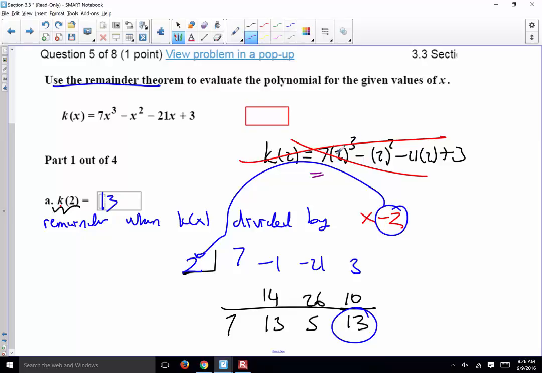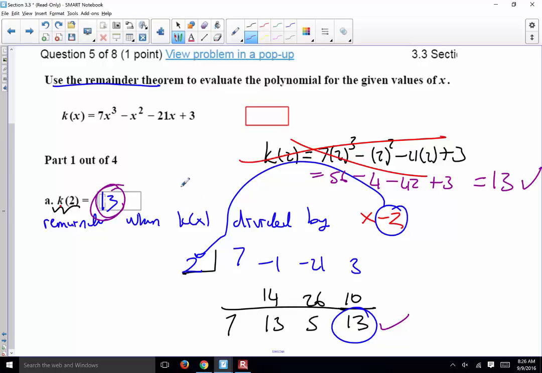2 cubed is 8. 8 times 7 is 56. 2 squared is 4, minus 42 and 3. This is minus 46. 10 plus 3, 13. Yep, match. Everybody can compute this, but can you do this by synthetic division and get the same answer? They're just using the remainder theorem. In my opinion, it's just a ridiculous way of computing k of 2, right?